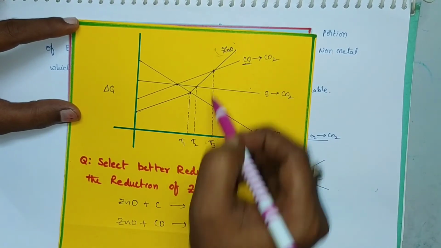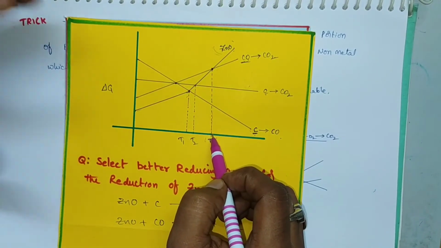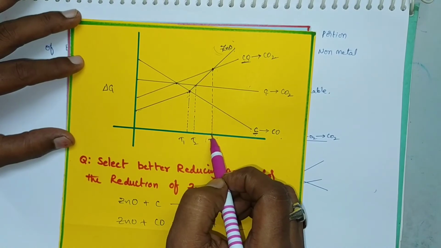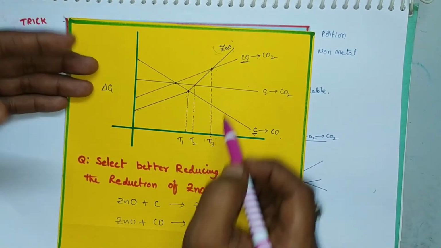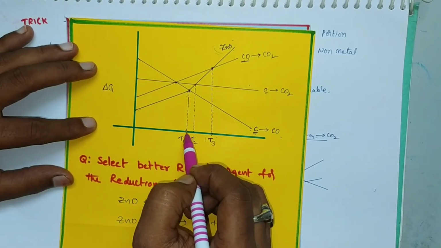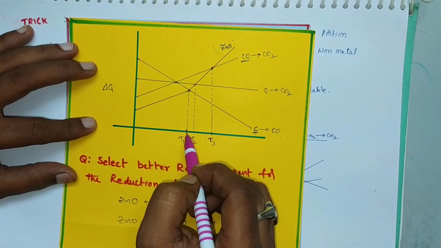But this is very high temperature. That means it is not the commercially beneficial process. So it will become more expensive. So in order to reduce the expense, we have to select low temperature. The second point is we have to select the low temperature.